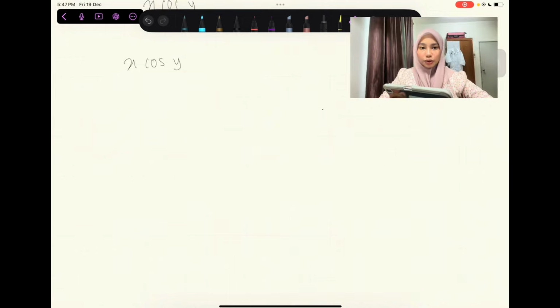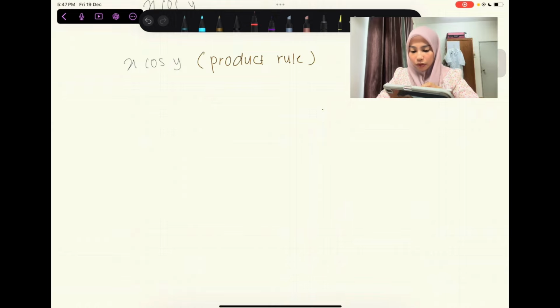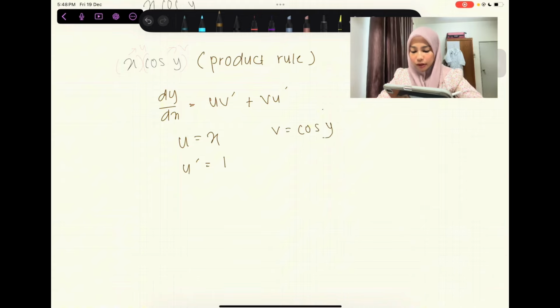For x cos y, we use product rule. So we need to separate term by term. So x is u, cos y is v. So we know the formula for product rule is dy over dx equal to uv prime plus vu prime. So u equal to x, u prime equal to 1 and v equal to cos y, v prime equal to negative sin y multiplied by dy over dx.